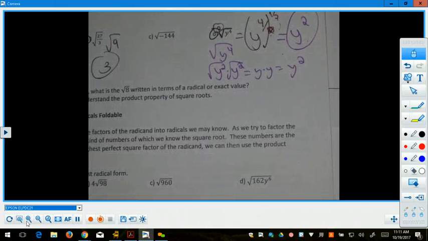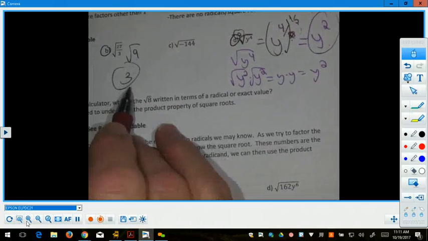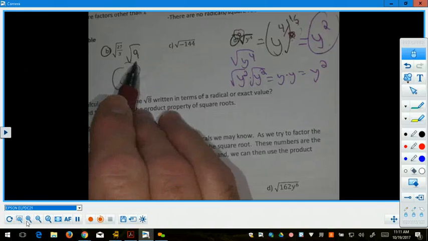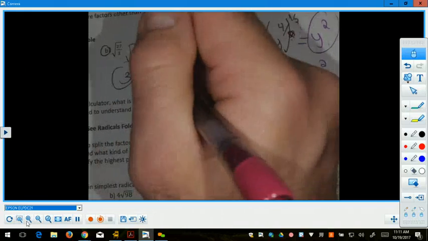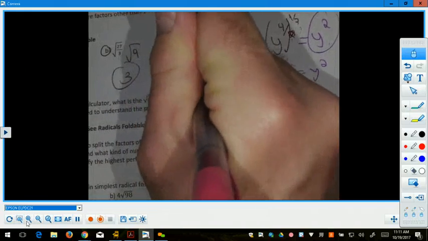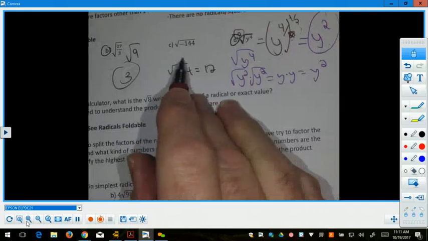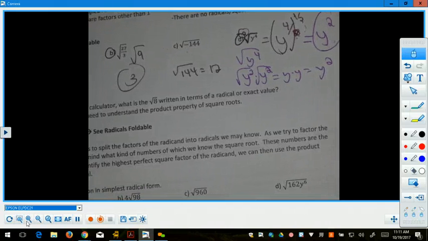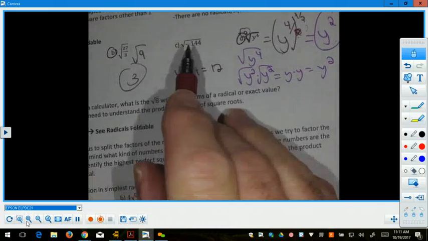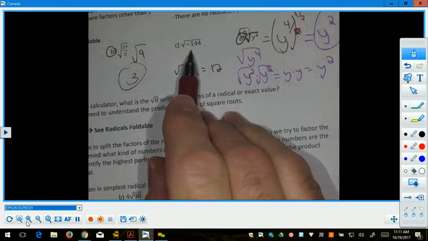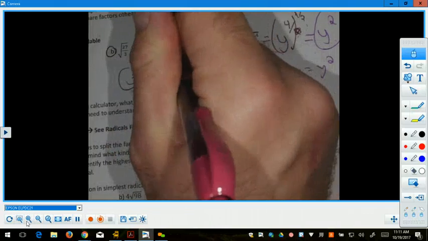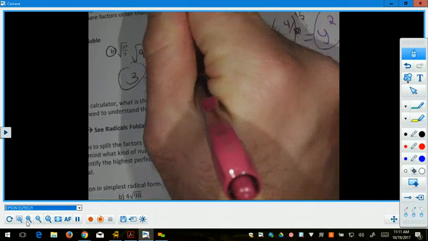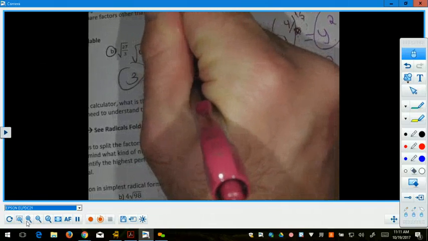See the negative 144? Square root of 9 is 3 because 3 times 3 is 9. 12 times 12 is 144, right? So that's 12. But if I made it negative 12 times negative 12, that is positive 144. There is an answer to this, but we need to talk about that later. We're going to table that for now. This one for now is not real.